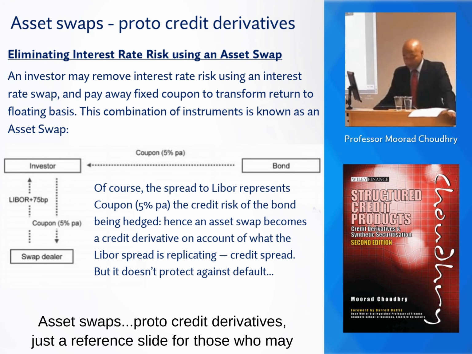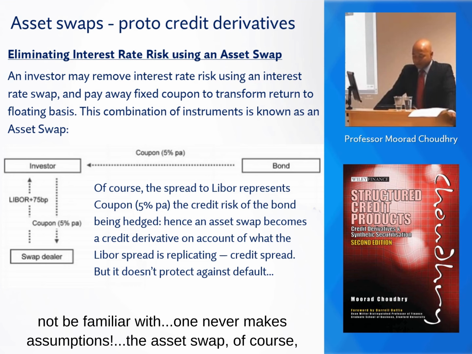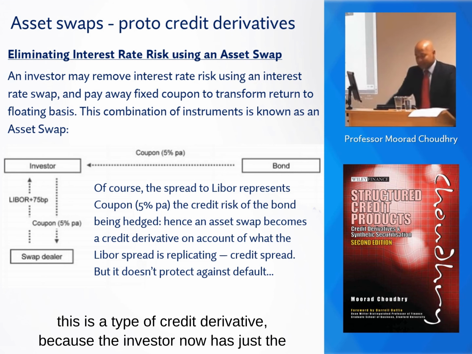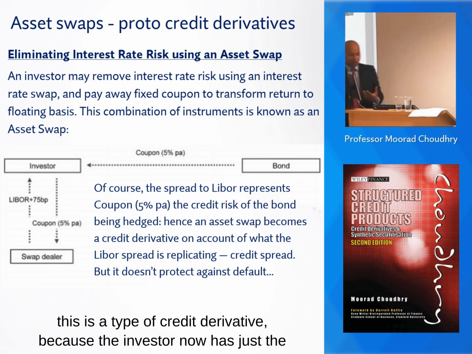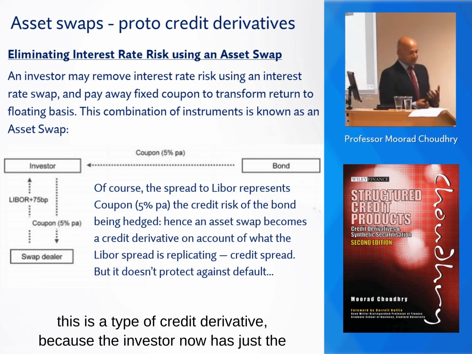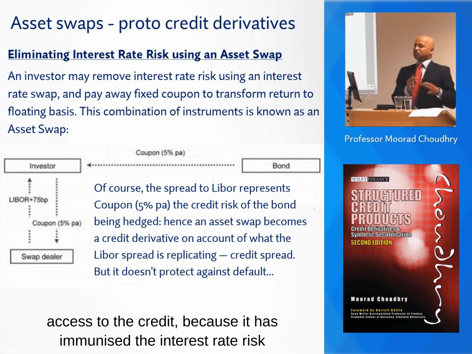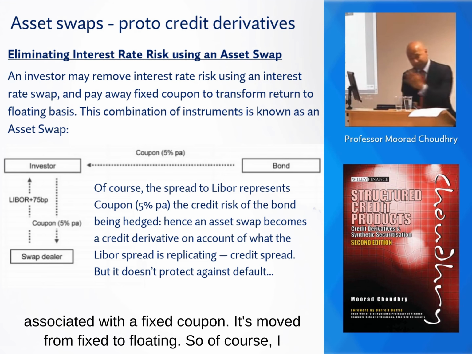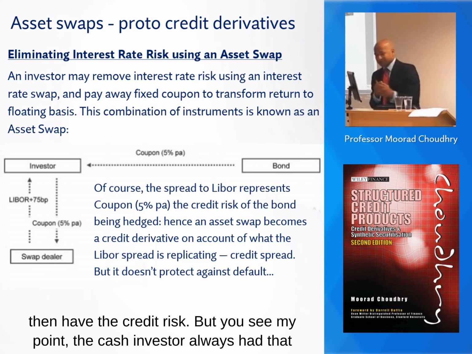Right. Asset swaps, pro-trade credit derivatives. Just a reference slide for those who may not be familiar with, one never makes assumptions, the asset swap. Of course, this is a type of credit derivative because the investor now has just the access to the credit because it has immunized the interest rate risk associated with a fixed coupon. It's moved from fixed to floating. So, of course, I then have the credit. But you see my point.